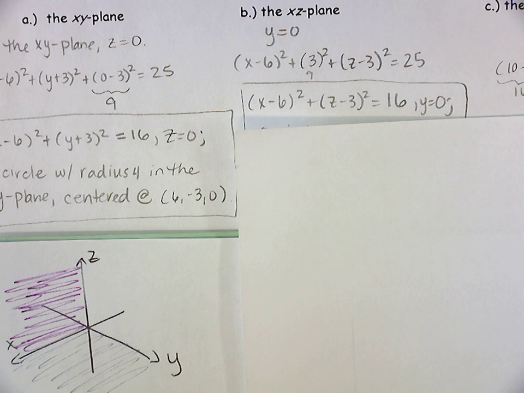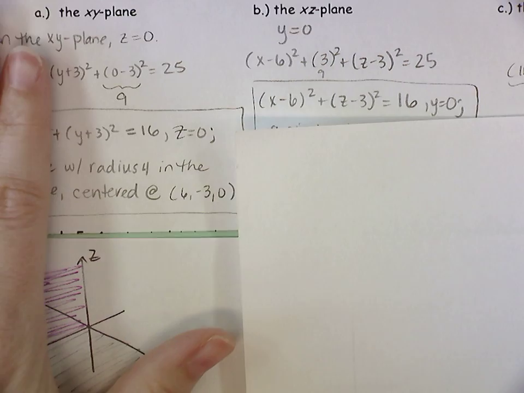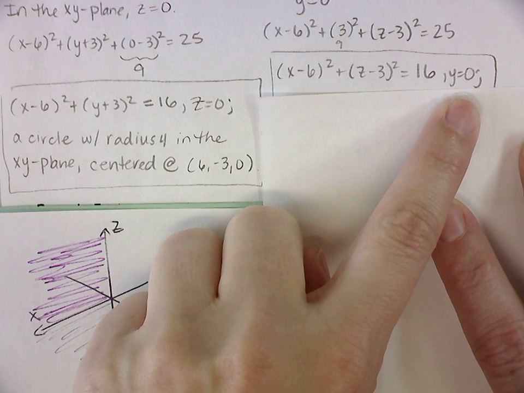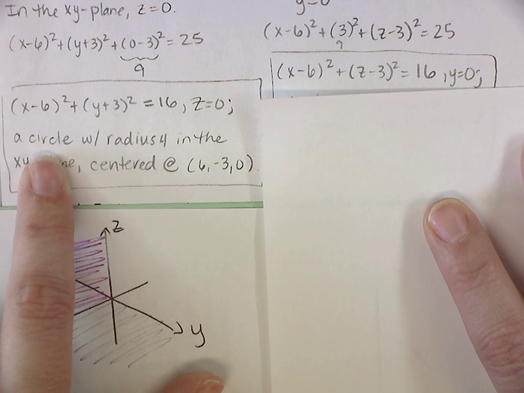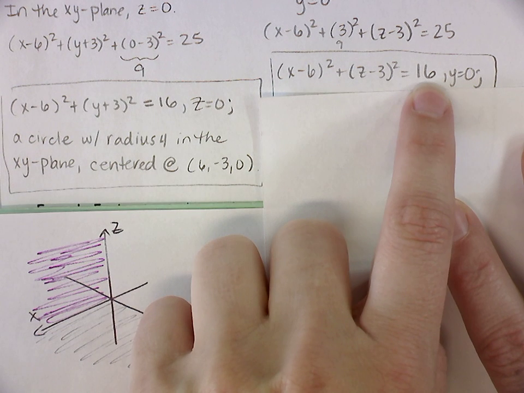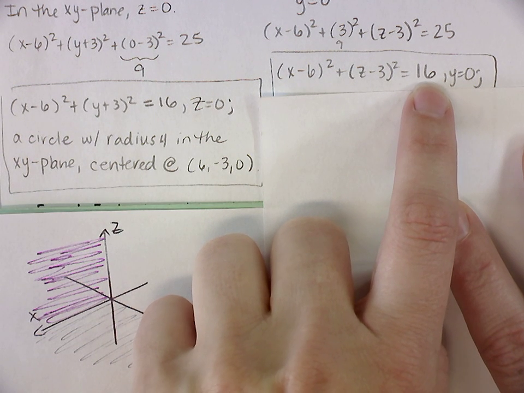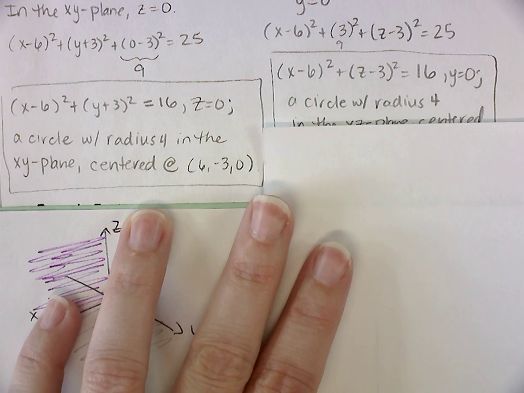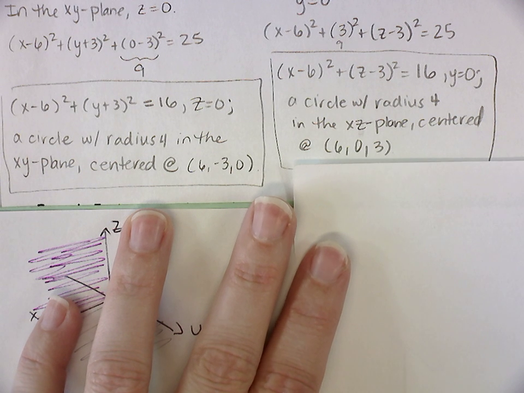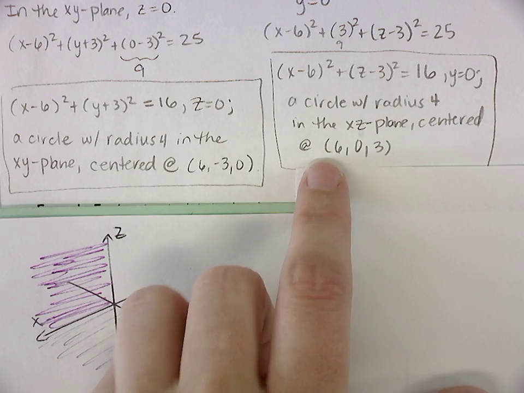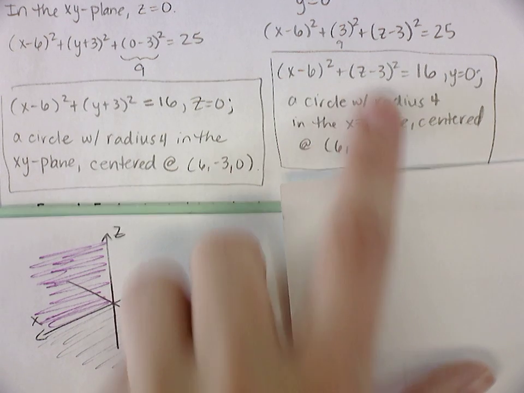Okay, so you guys should see if you can write down everything you need. So we can use this one as an example, right? So we have our equation, y equals 0. So is it still going to be a circle? Yes. Okay, so the radius I need to find from this equation. So if it equals 16, how do I find the radius? Square root. And what's the square root of 16? 4. So it's still a circle with a radius of 4. This time it's in the xz plane, and the center is at 6, 0, 3. So you're going to get that from, this is your 6, this is your 3, this is your 0.